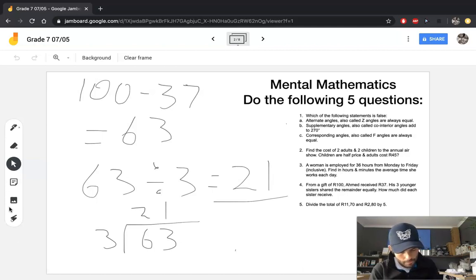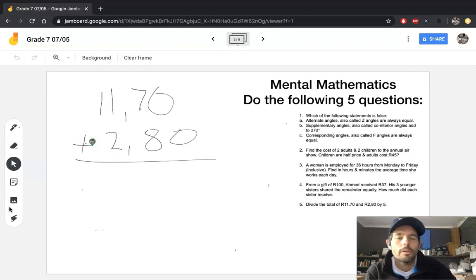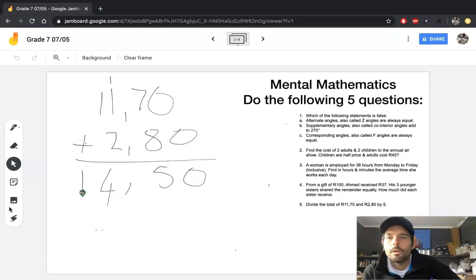And then for question number 5, divide the total of 11 Rand 70 and 2 Rand 80. Okay, so we need to divide that by 5. So first we need to add it, and we can do this in a column method. You could also just add the cents together, get 1 Rand 50, add the rands together, which is 13 Rand, and put the 1 Rand 50 and the 13 together to get 14 Rand 50.